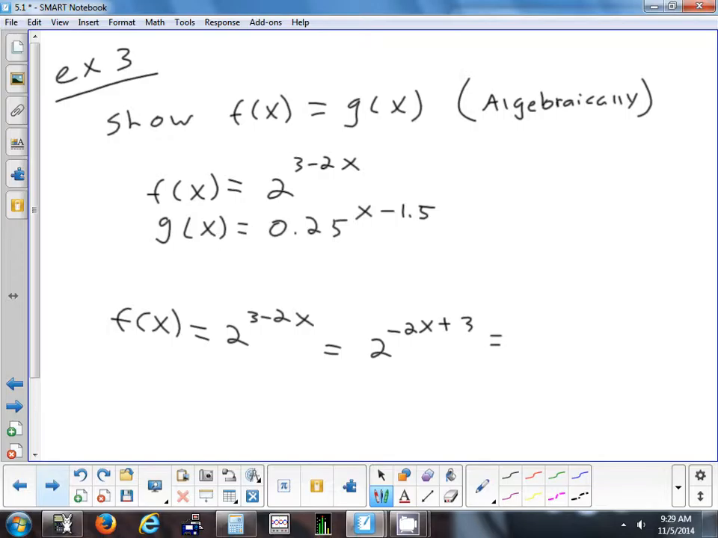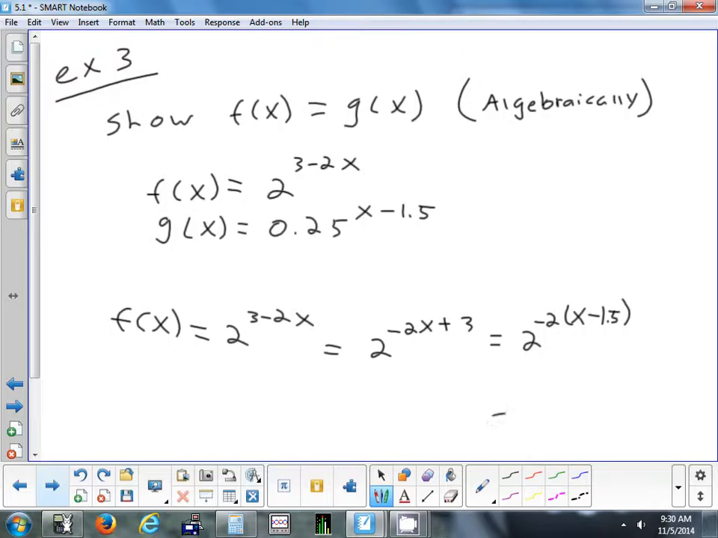What's the coefficient of x in the function g of x? Yep, 1. Positive 1. What's the coefficient of x in our function? Negative 2. They're not the same. So what we could do is factor out a negative 2, just from the exponent. What would that leave me with for a coefficient on x? Yeah, we'd have x minus 1.5. So the coefficient now here is 1.